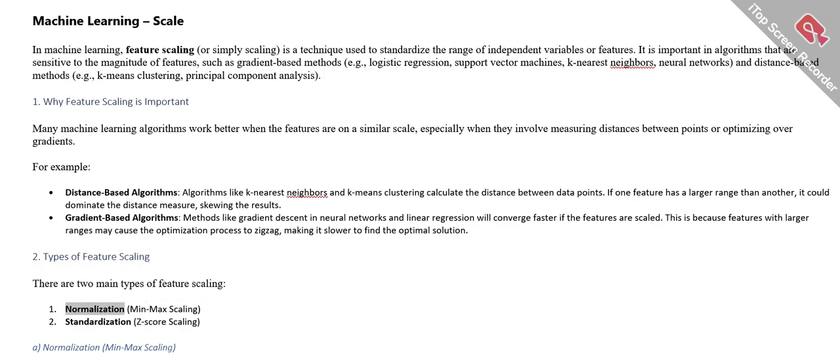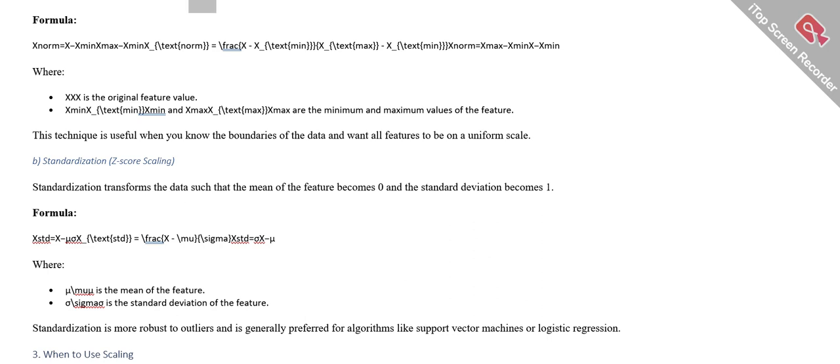There are two main types of feature scaling: normalization, min-max scaling; and standardization, z-score scaling. A. Normalization, min-max scaling. Normalization scales the data to fit within a specific range, typically 0 to 1. Formula: x_norm = (x - x_min) / (x_max - x_min).